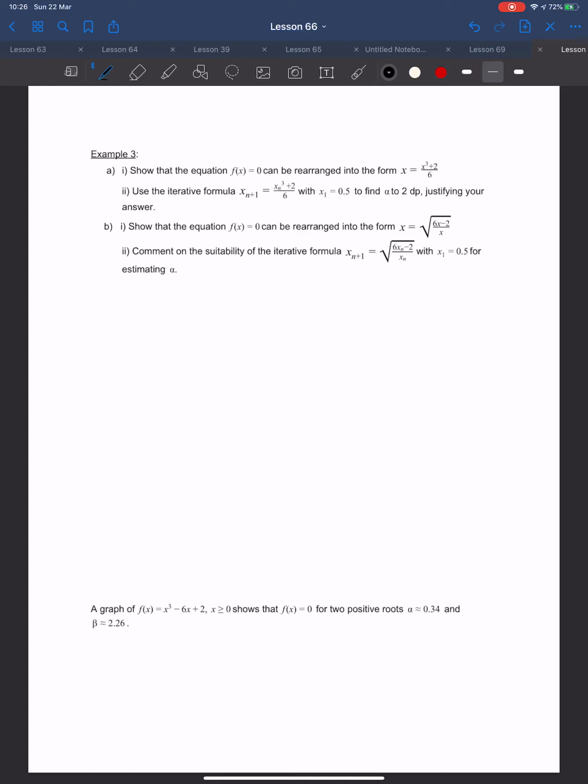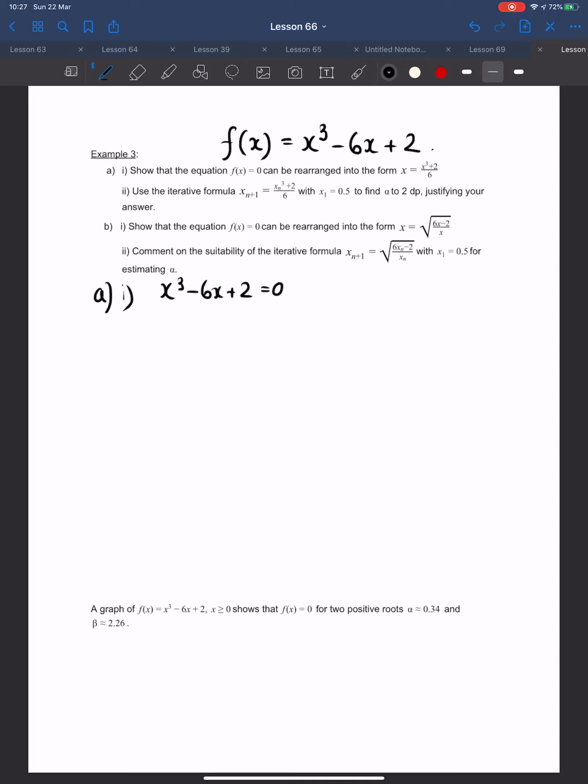Example 3. Looks like a bit is missing here. 3a1. It says show that the equation f of x equals 0. Well, I haven't written in what f of x is. f of x equals x cubed minus 6x plus 2. So show that the equation f of x equals 0 can be rearranged into the form x equals x cubed plus 2 over 6. So for part A part 1, we've got x cubed minus 6x plus 2 equals 0.